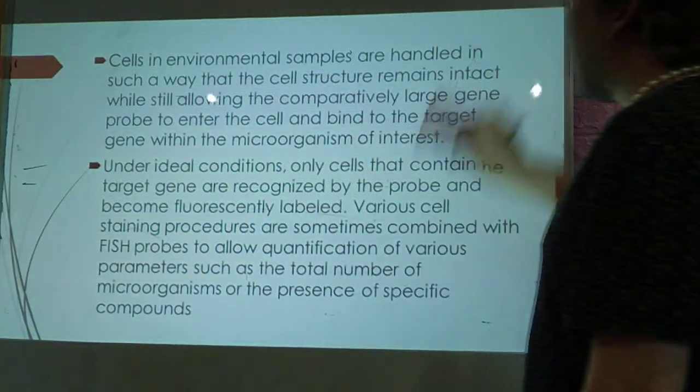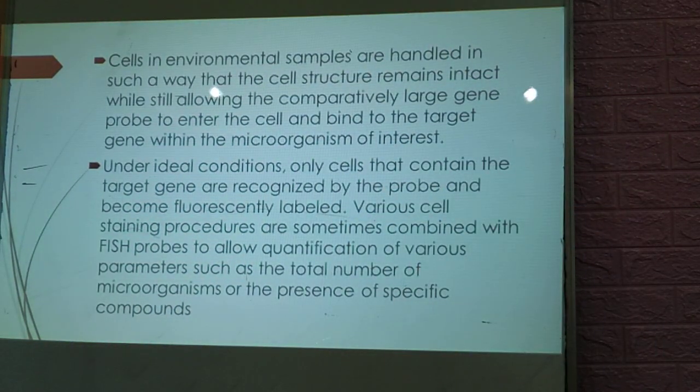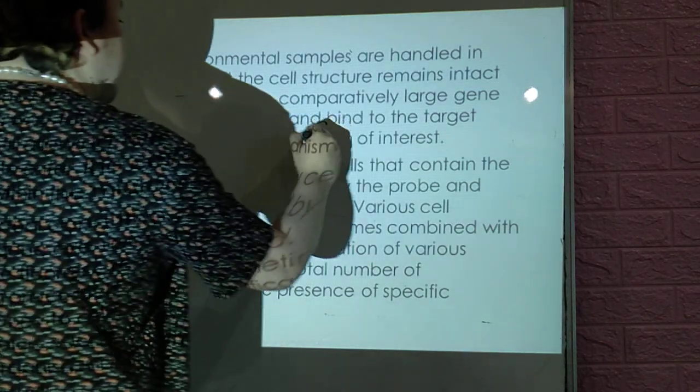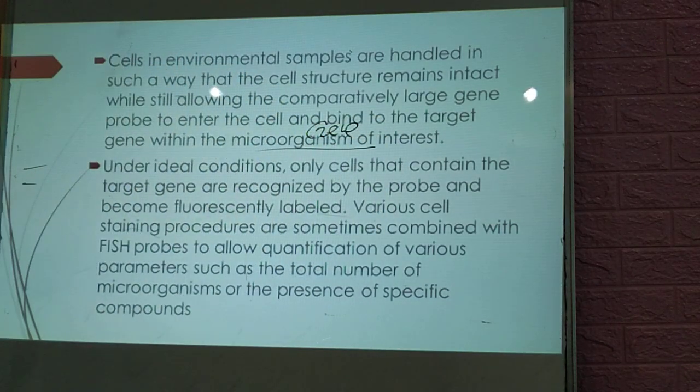Next one. Cells in environmental samples are handled in such a way that the cell structure remains intact while still allowing the comparatively large gene probe to enter the cell and bind to the target gene within the microorganism of interest. So take note of this one, guys. They will be handled in such a way that the cell structure remains intact. This will still allow the comparatively large gene probe to enter, because of fat solubility, and bind to the gene of the microorganism of interest, because we're making use of medicine here.